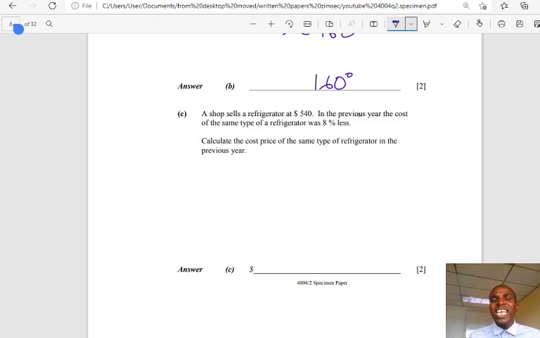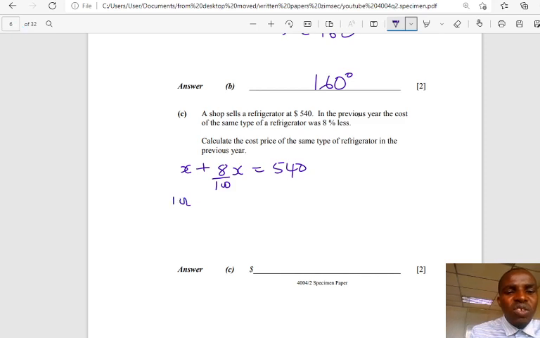What you do always, you say old price plus percentage of old price is equals to new price. So old price is not known, is the one that you want here. That's the cost price. So let it be x, so x plus 8% of x. Then by doing that we got 540, like this. Then you can multiply by 100 everything, it will be 100x plus 8x is equals to 540 times 100, like this.